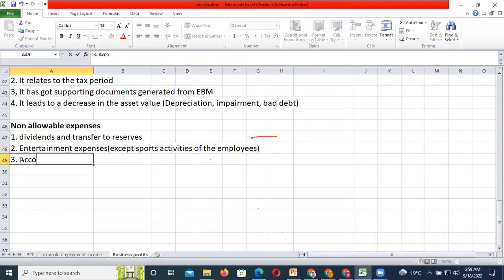Accounting depreciation. We shall discuss this one again, maybe when we meet again. When we are computing depreciation, we should use tax laws. So any depreciation that is not computed according to the tax law, we recognize it as accounting depreciation. So that accounting depreciation is not allowed for tax.